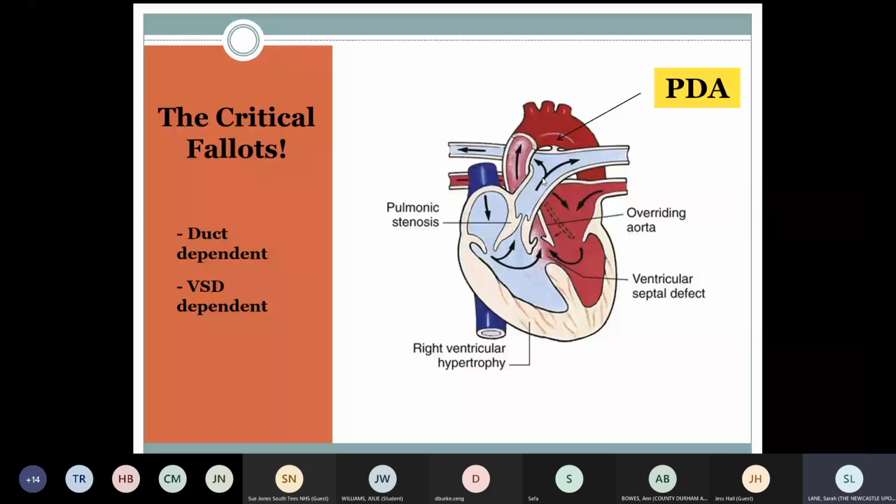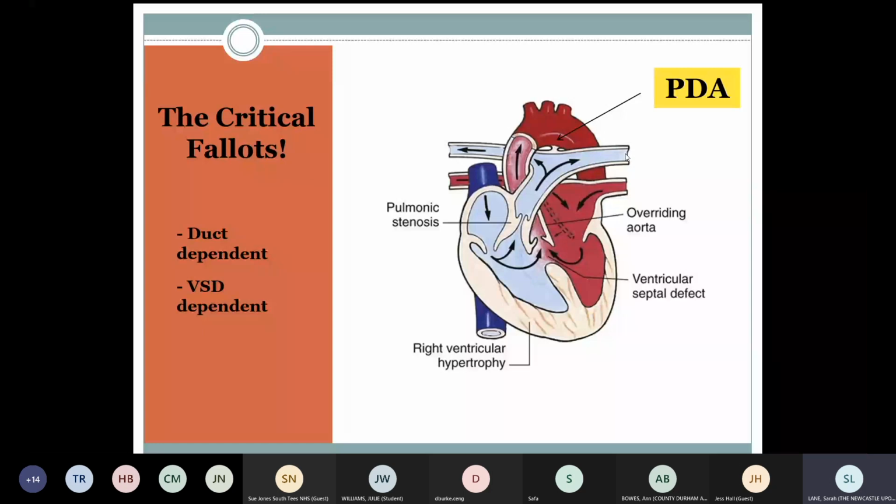So the VSD will allow deoxygenated blood to shunt from the right ventricle into the left, and it's then going to enter the aorta. In the presence of a PDA, the aorta, which is at a higher pressure, will allow the shunting of some of this blood to go to the pulmonary arteries and into the pulmonary system, where it can then return oxygenated into the left ventricle and then round the body.